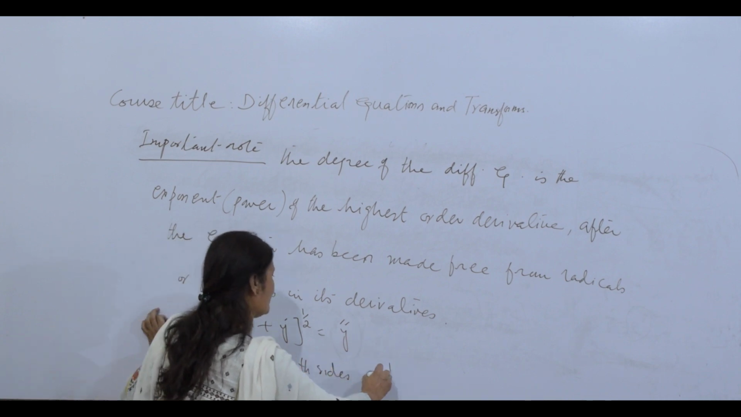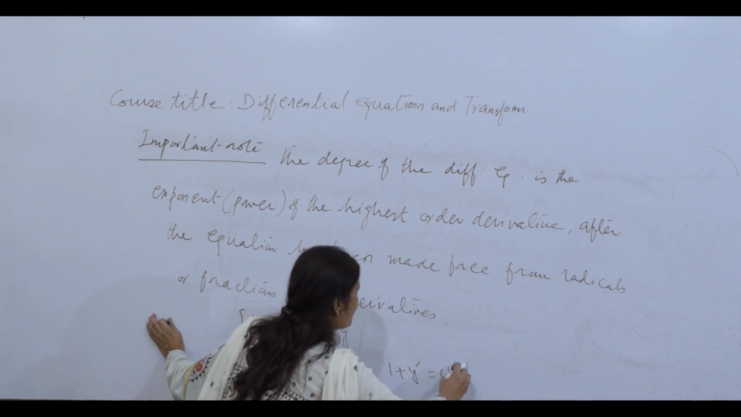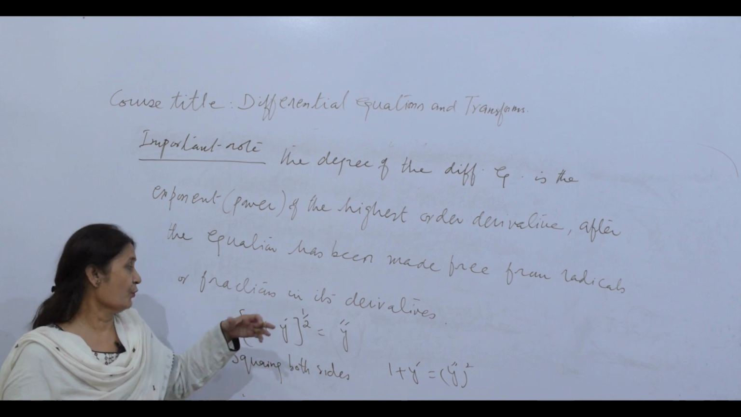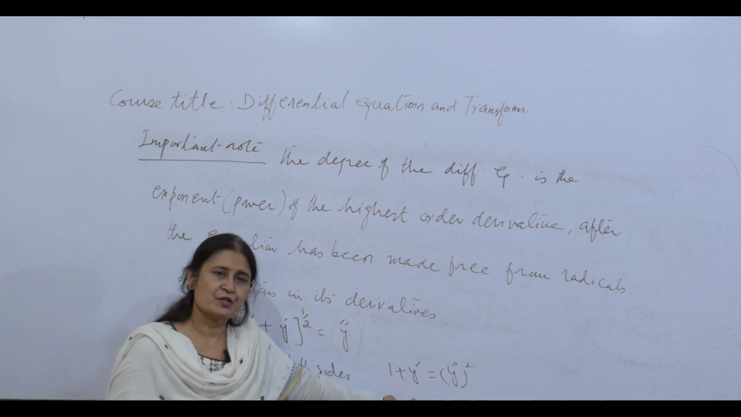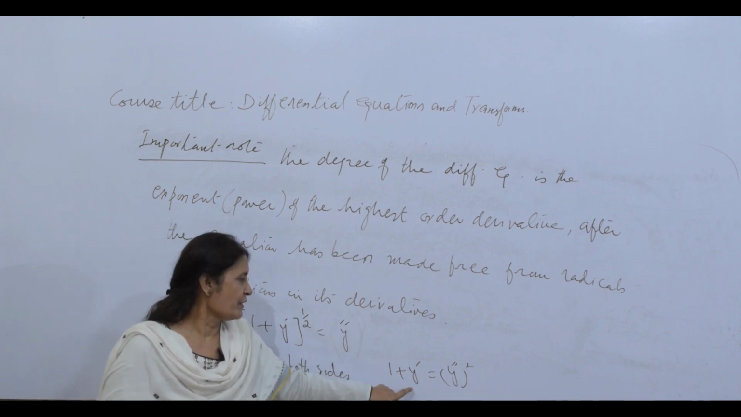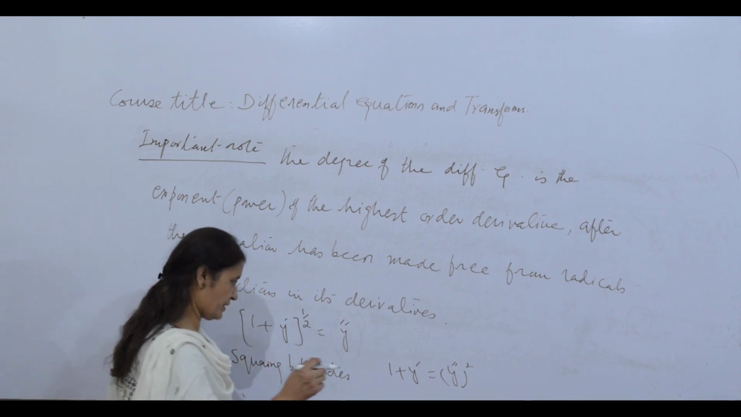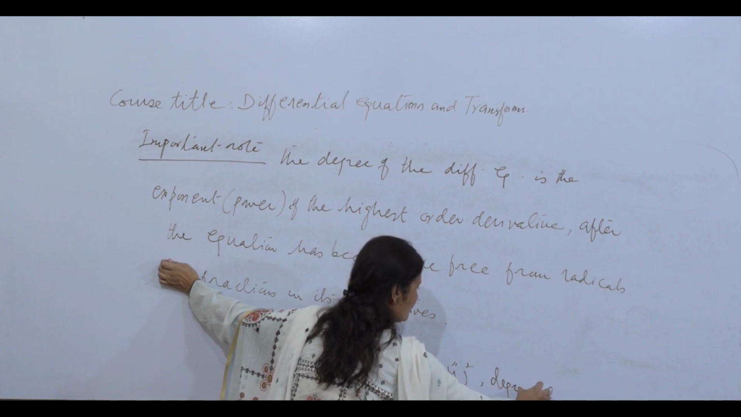Squaring both sides, we are getting 1 plus y dash is equal to y double dash whole square. Now the derivative is removed; the radical sign under root is removed by taking the square of both sides. This is the differential equation you are having. So what will be the degree in this case? The degree is 2 this time. This is really important, so you should work on it.